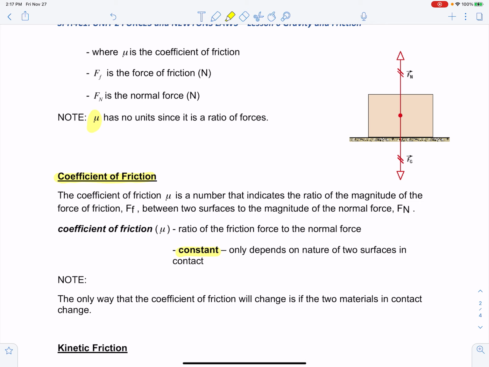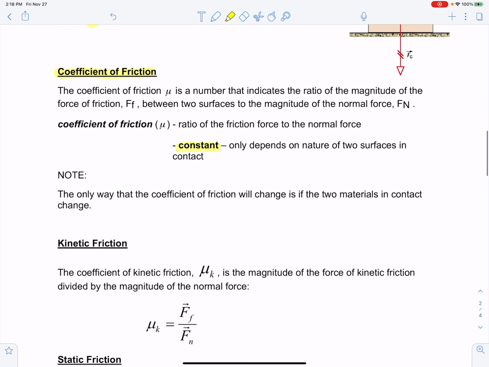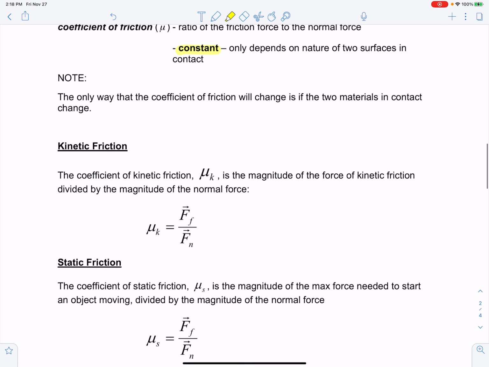So, two surfaces rubbing past each other will have a high coefficient of friction if there is a lot of friction between them. For example, imagine a rubber puck on a rough road. If the two surfaces have little friction, imagine a rubber puck on ice, which is why they choose rubber to make the puck in the game of ice hockey, then the coefficient of friction will be really low. The only way to change the coefficient of friction is if you change the two materials that are in contact.